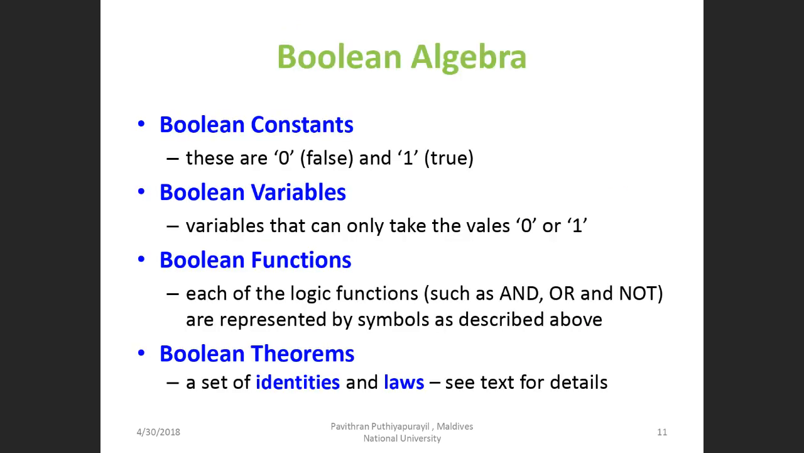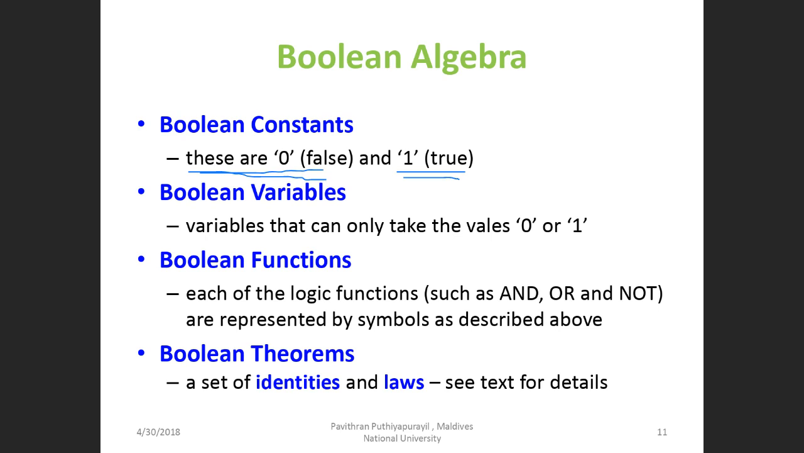Then they are saying here Boolean constants. Boolean constants means 0 means false, 1 means true. Please remember, from now onwards, if I say true, true means always 1, false means always 0. False means always 0, true means always 1. Then Boolean variables, it is known to you. Boolean variables are nothing but your 0 and 1.